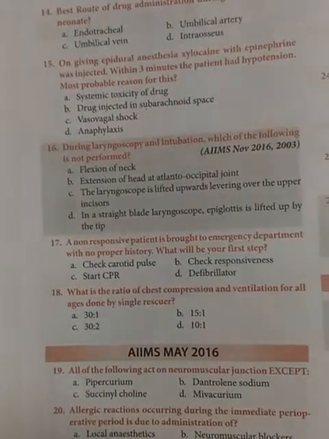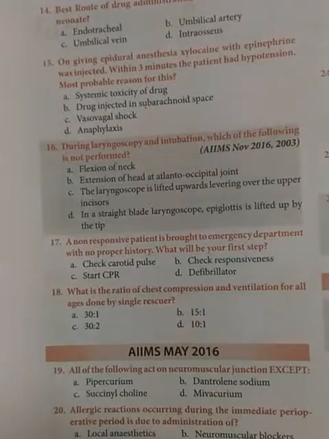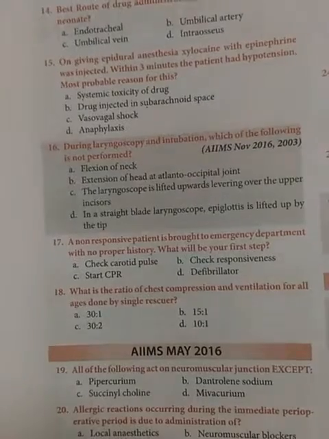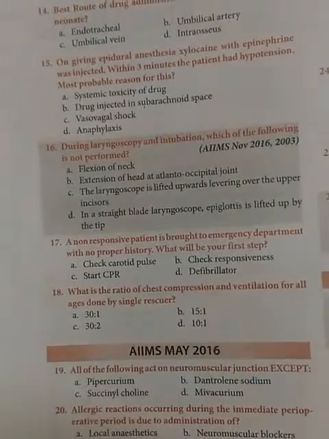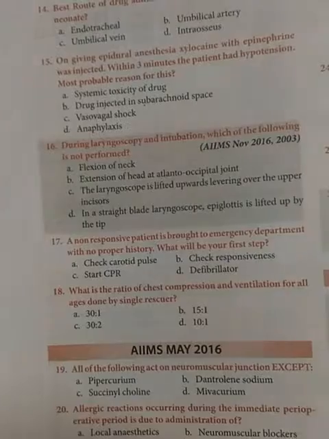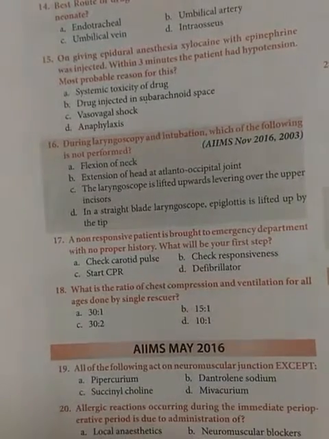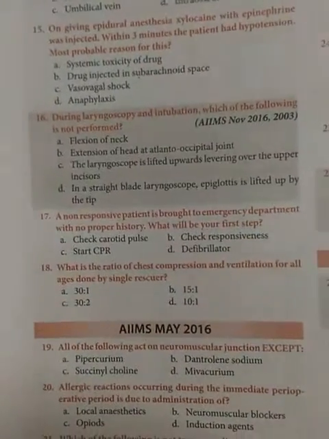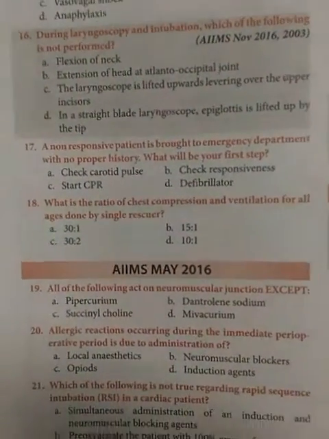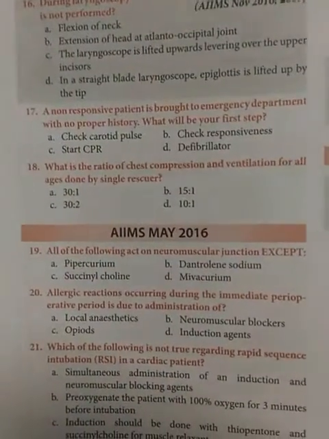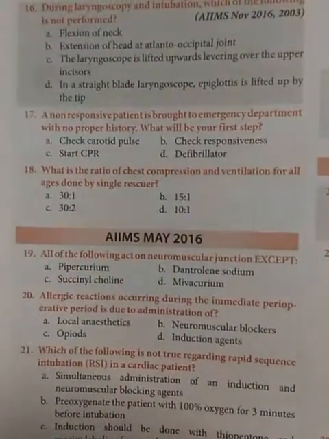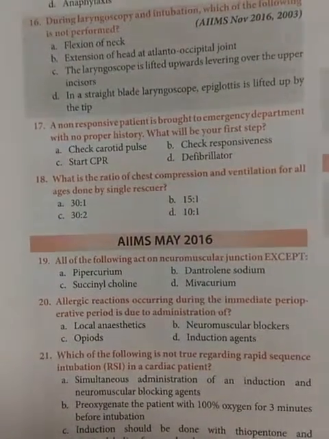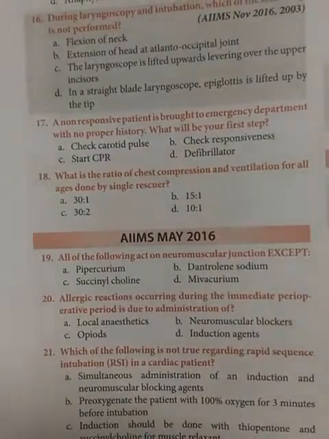A non-responsive patient is brought to the emergency. Just like question number 3, we have to check for responsiveness, then call for help, then check for the carotid and start the CPR. So option B is correct. What is the ratio of chest compression to ventilation for all ages done by a single rescuer? It's 30:2. Next question: all of the following act at the neuromuscular junction except dantrolene sodium is the answer. It doesn't work on the neuromuscular junction.